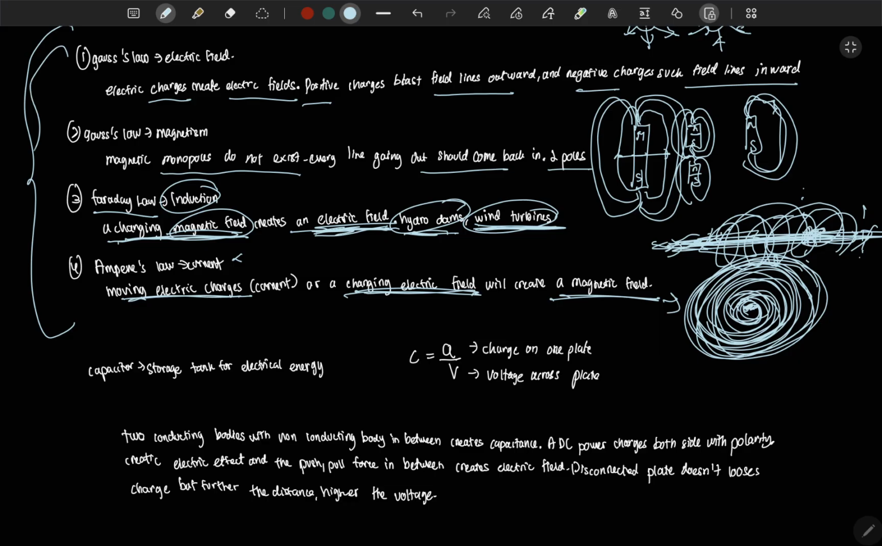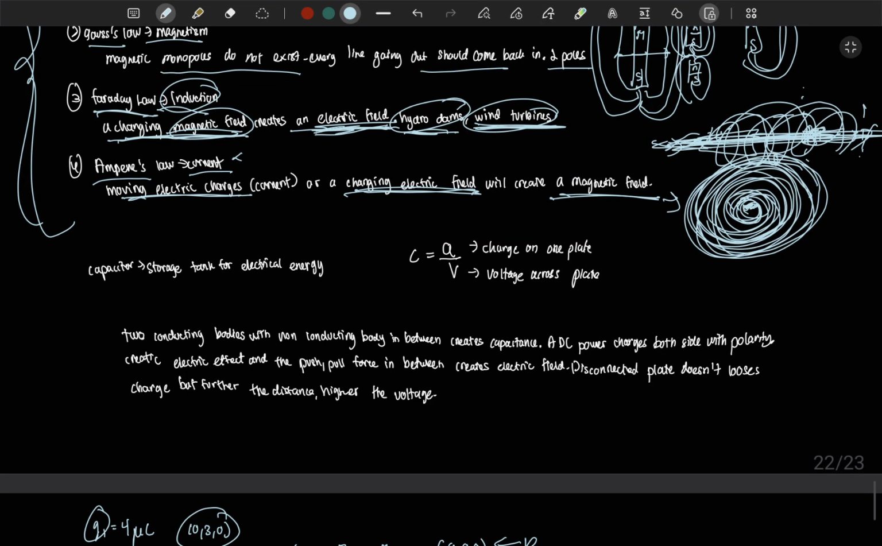These are the 4 laws that need to be known. Gauss's law for electric field is where positive charges blast and negative charges attract. Gauss's law for magnetism says there is no monopole. Faraday's law for induction says a moving magnet creates electricity. Ampere's law for current says moving current creates a magnetic field.